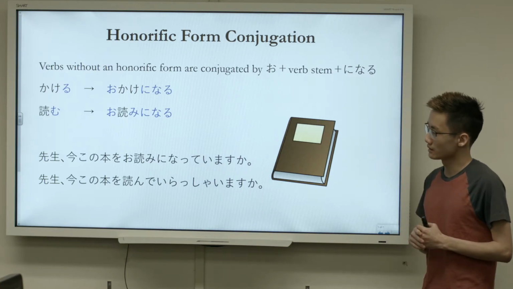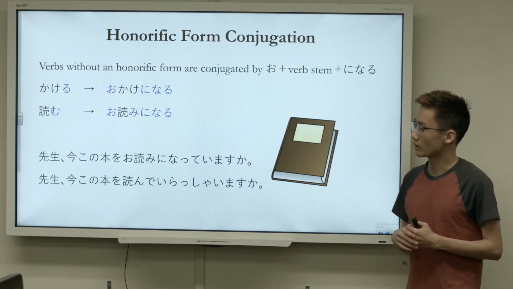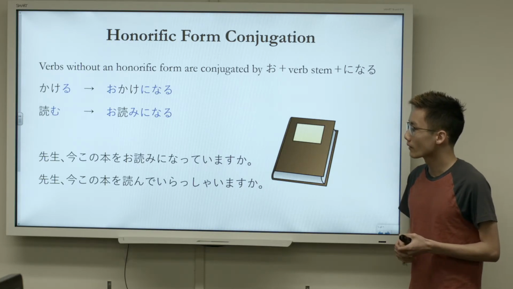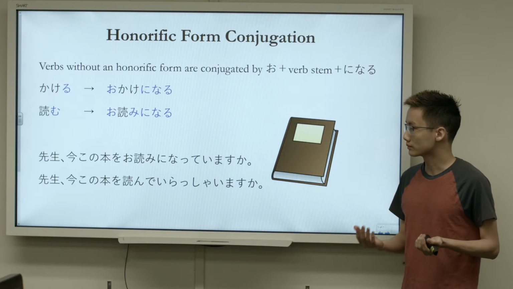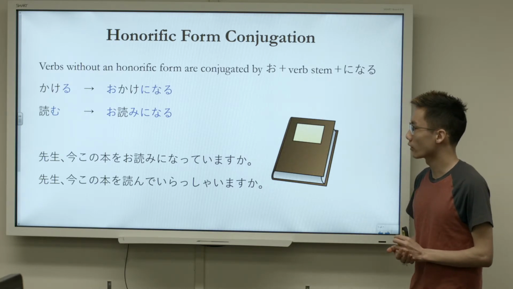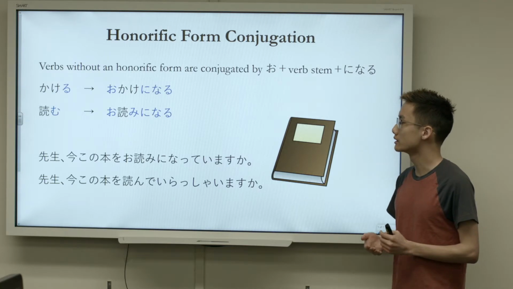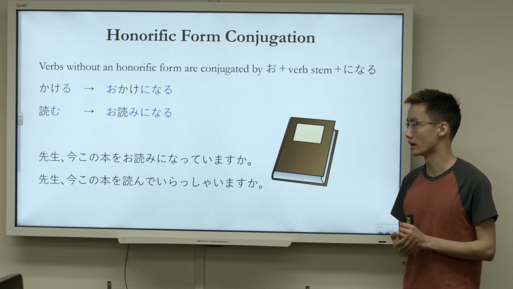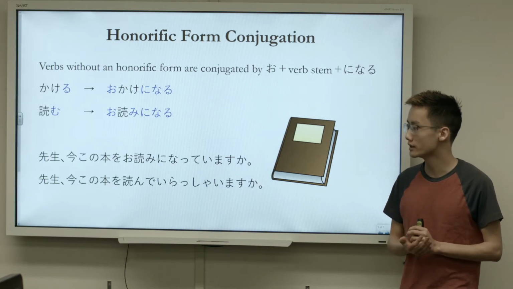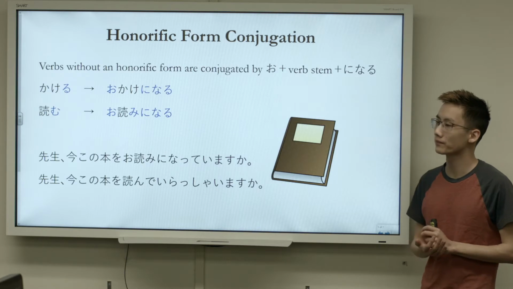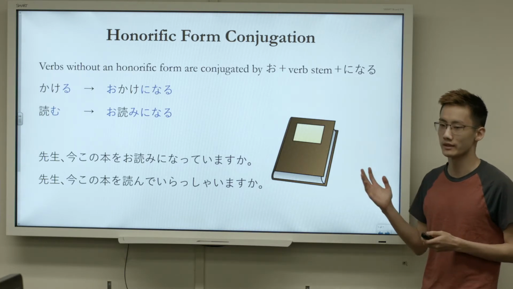So an example sentence: Sensei, ima kono hon o oyomi ni natte imasu ka? Professor, are you reading this book right now? And so another way to conjugate the te form of verbs is the te irasharu. So you could also say, Sensei, ima kono hon o yonde irashaimasu ka? And they mean the same thing.